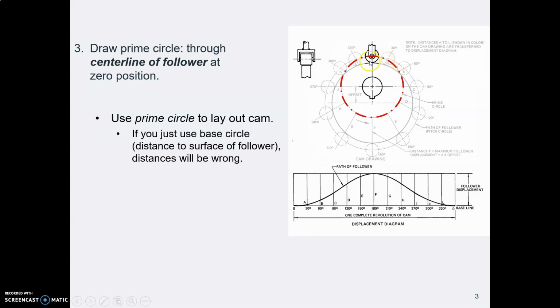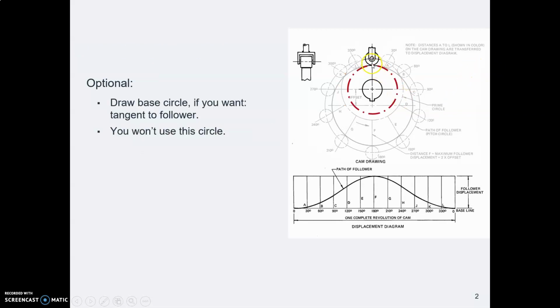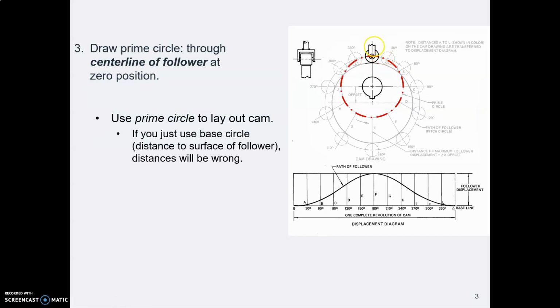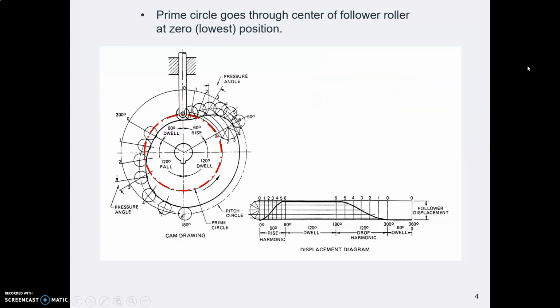What we need is a bigger circle that goes through the center line of the follower, and it's called the prime circle. So backing up, here's the base circle, the smaller one, tangent to the follower. You can ignore that. Here's the prime circle, a little bit bigger. It goes through the center line of the follower, and this is the one you will use for drawing your CAM.